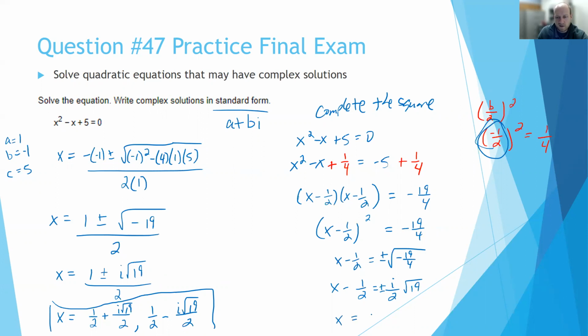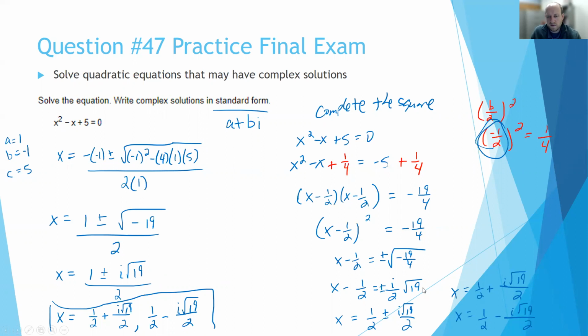And then I can take that 1/2 and I can put it over here. So 1/2 plus or minus i square root of 19 over 2. And we notice that we get the same thing that we did earlier, just one is plus, one is minus. So we still end up with that 1/2 plus i times the square root of 19 over 2 and 1/2 minus i square root of 19 all over 2.